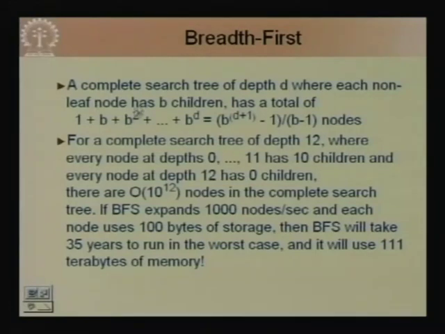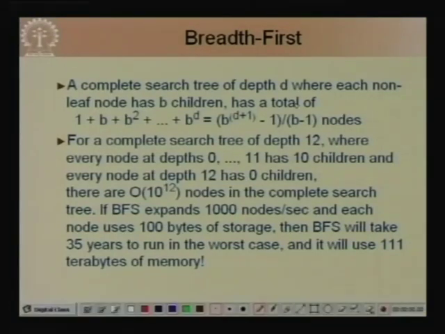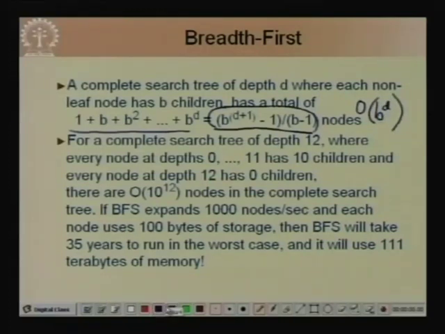Now, in breadth first search, if we have a complete search tree of depth D where each non-leaf node has B children, then breadth first search will have a total of 1 plus B plus B square up to B to the power D, that is, B to the power D plus 1 minus 1 divided by B minus 1, which is order B to the power D nodes expanded by breadth first search.